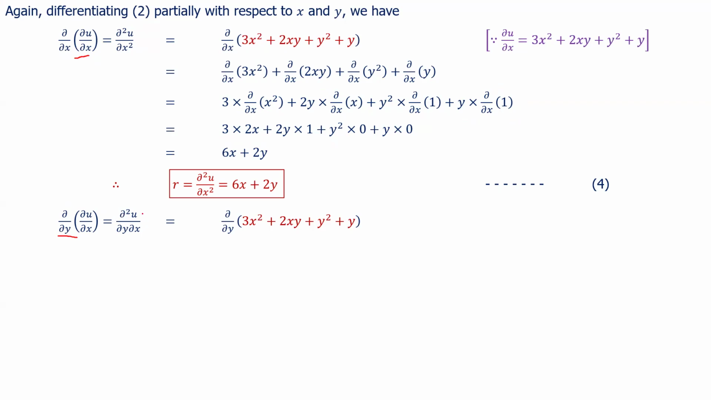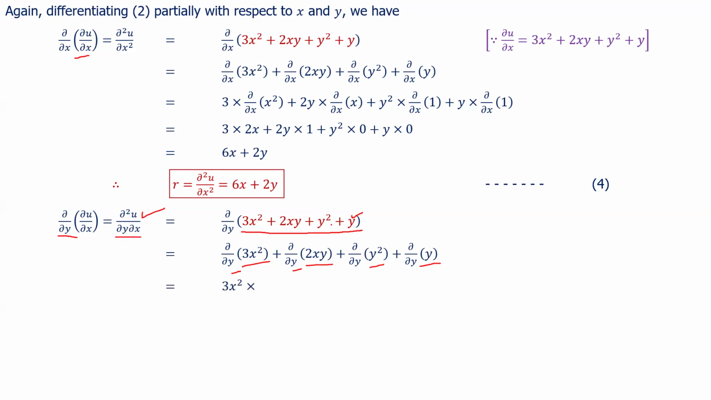So we can write down del 2u del y del x. Now what is the value of del u del x? It is 3x square plus 2xy plus y square plus y. If we differentiate this with respect to y, we can write down partial derivative of 3x square with respect to y, partial derivative of 2xy with respect to y, partial derivative of y square with respect to y, and partial derivative of y with respect to y. If we again do the partial differentiation, the 3x square can be taken outside because it is constant with respect to y, so only 1 is remaining.